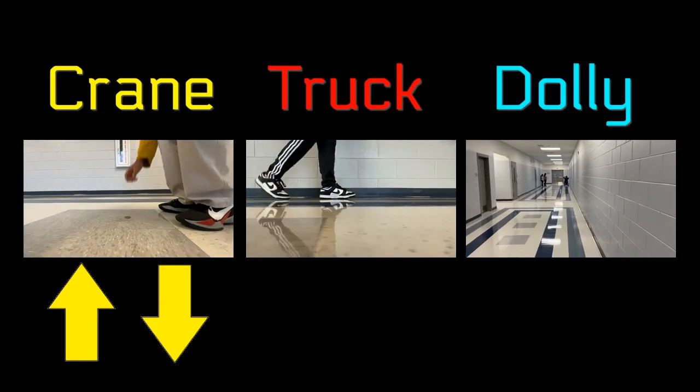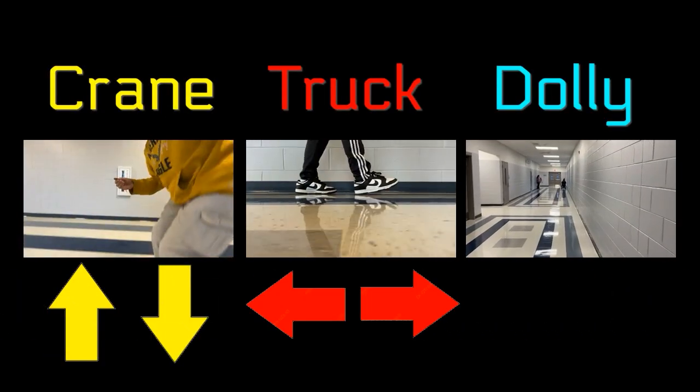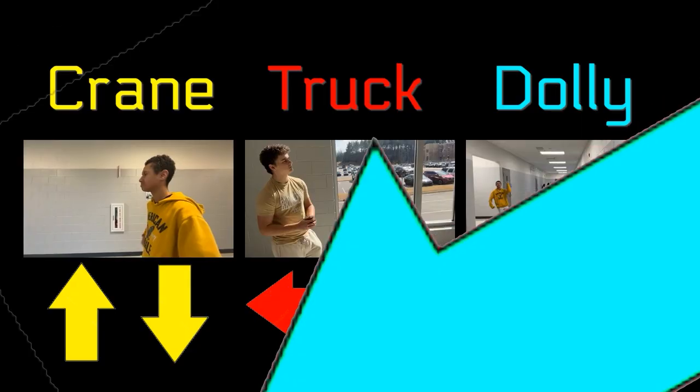So you're probably wondering, what are the three camera movements? Well, these three are crane, which moves up and down, truck, which moves left and right, and dolly, which moves forward and backward.